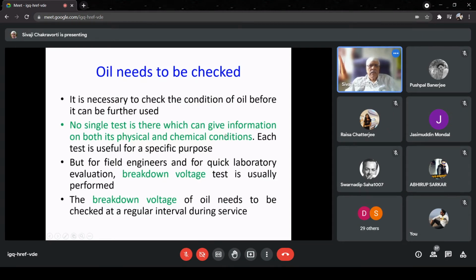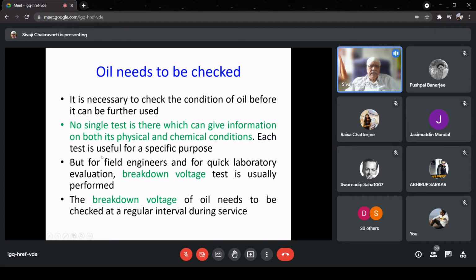Now, oil needs to be checked because there are a lot of physical and chemical conditions of the oil that we need to check for specific purposes. But if I am an engineer at the site, maybe in charge there, and somebody says we need to check the oil of this equipment, we cannot go for all the physical and chemical tests. That will take a lot of time. So we need an immediate test. What is that test? This is called the breakdown voltage test.